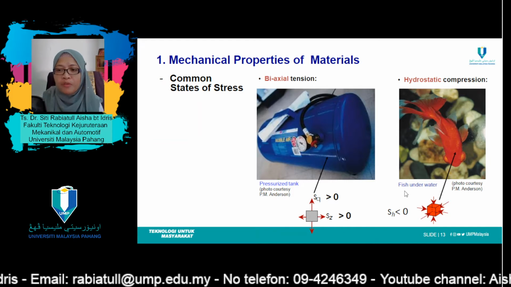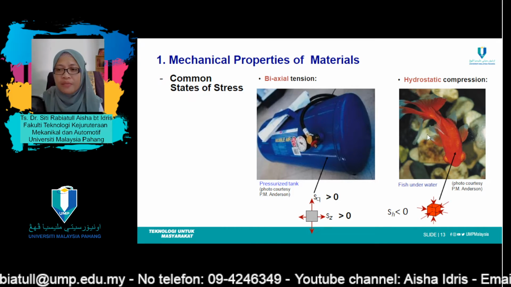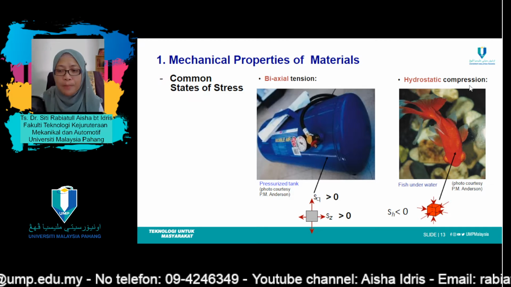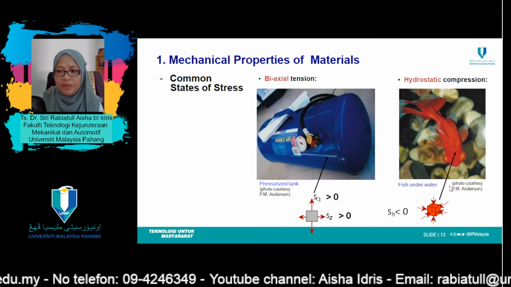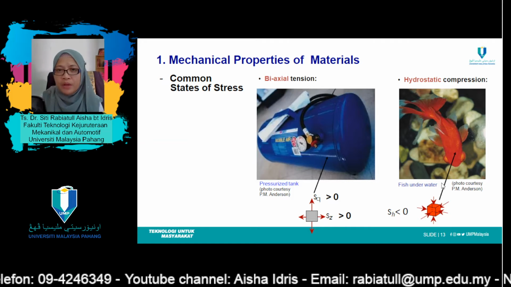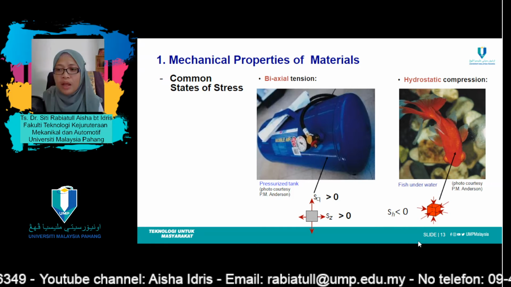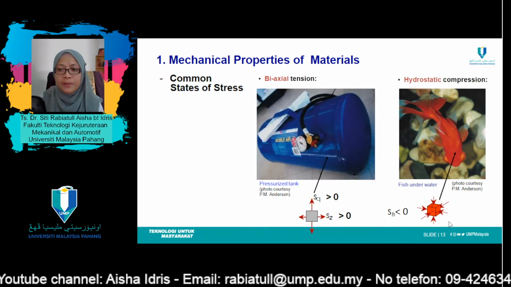Whereas for fish underwater or humans underwater, it suffers hydrostatic compression, whereby in this case the specimen will have stresses or pressure or forces acting on every single area of that specimen.